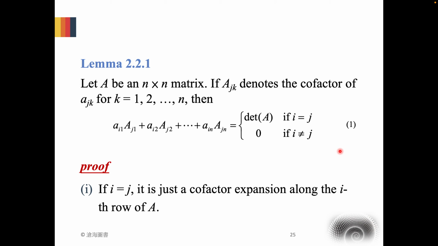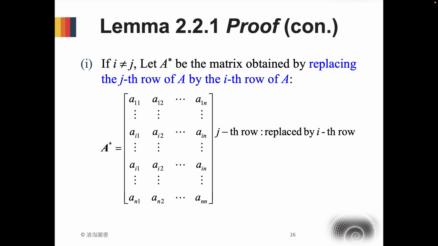If i is equal to j, it is just like a cofactor expansion along the ith row of the matrix A, right? So if i is equal to j, then the equation becomes ai1 times capital AI1 plus ai2 times capital AI2 and so on. So this is a formal formulation for the cofactor expansion along the ith row. However, if i is not equal to j, how can we prove it?